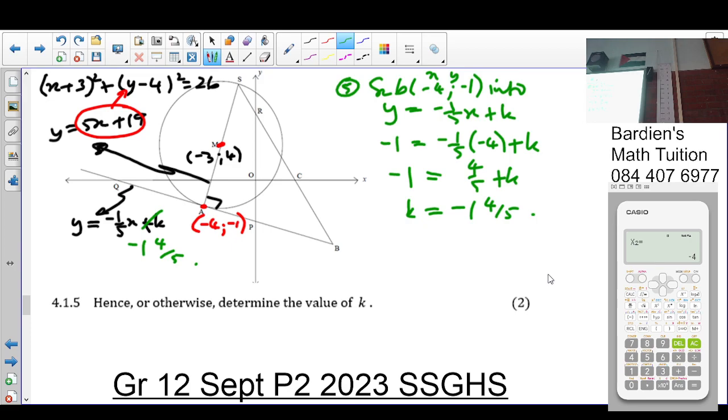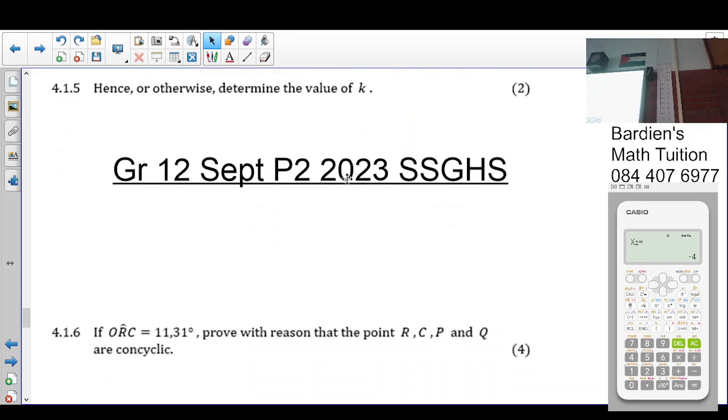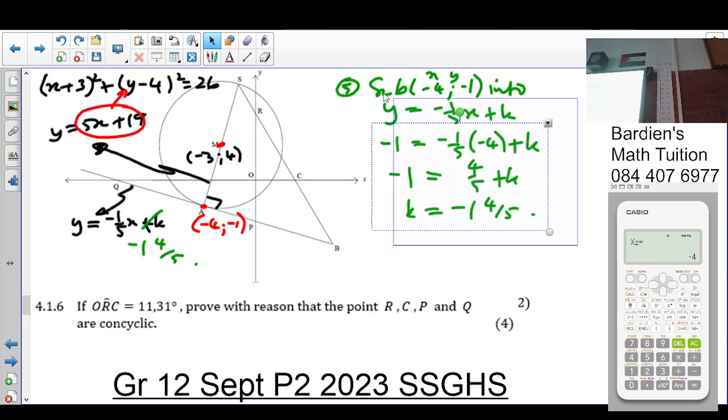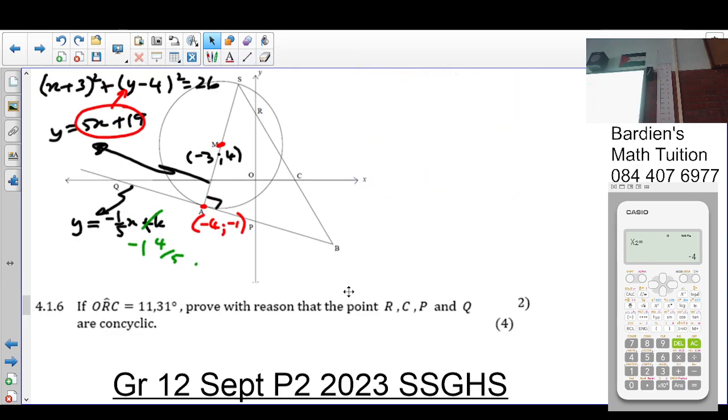Okay. The next question is number 6. We are told that if angle ORC, this angle here, is 11,31 degrees, prove with reason that points R, C, P, and Q are concyclic.